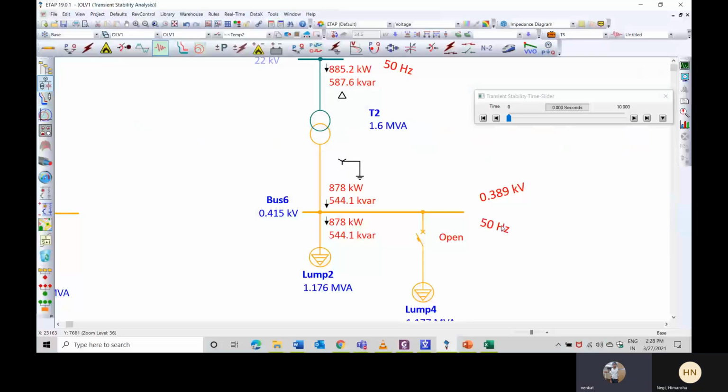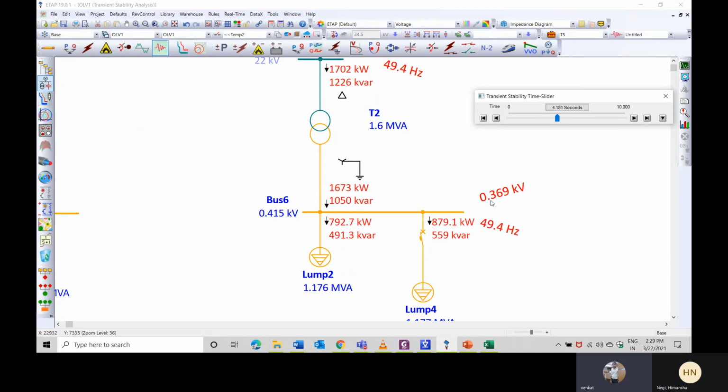Then what I have done is I have run the simulation. Now here you can see this load is not in action. Now I'm just increasing the time. I have set that at 4 seconds only, this load will be coming into action, right?